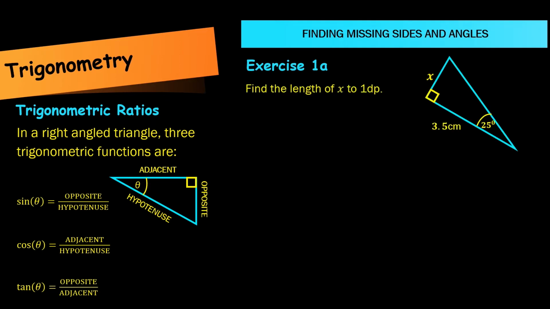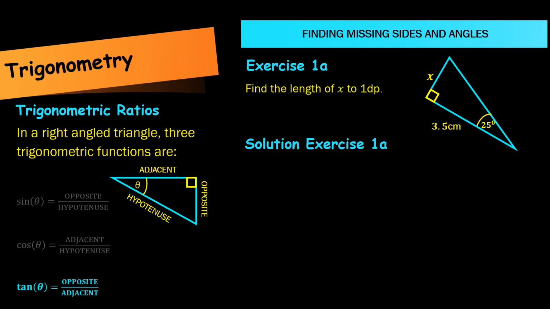So let's have a go at exercise 1a. In the diagram shown on your screen, you are required to find the length of the side x to one decimal place. The size of the angle we're considering is 25 degrees. The side x is opposite the angle, and the side, which is 3.5 centimeters long, is adjacent to the angle. So let's solve exercise 1a and find the length of the unknown side.